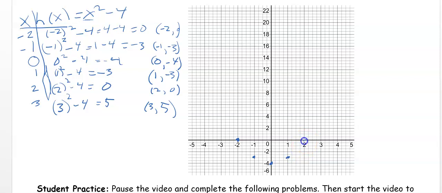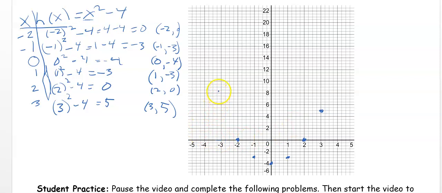(2, 0). X is 2, y is 0. Remember, you go left or right first, so I go 2 to the right. I start at the origin, go 2 to the right, don't go up or down at all. And that's called an x-intercept. Sorry about that. Let me close that. And then I have the point (3, 5). So I didn't do -3, but I would have gotten (-3, 5) also.